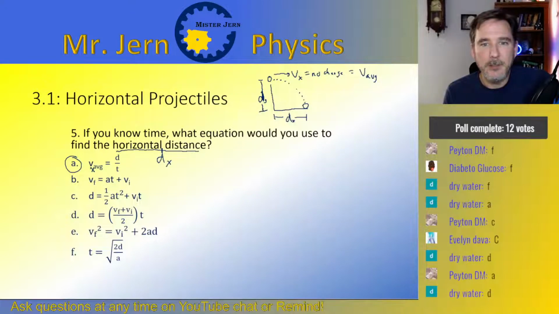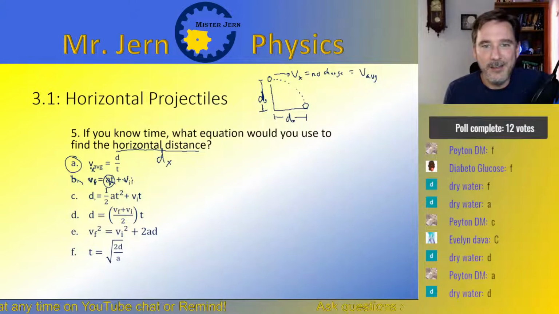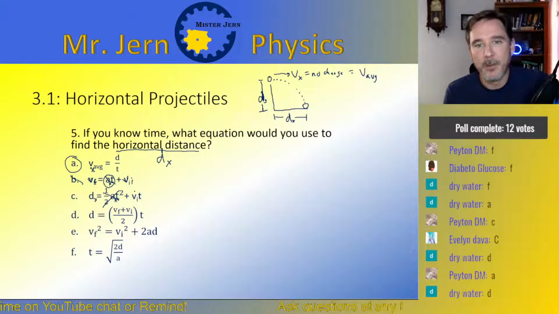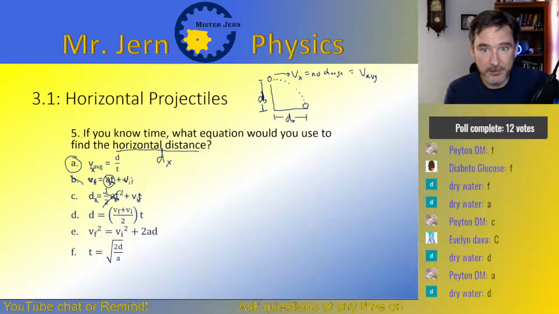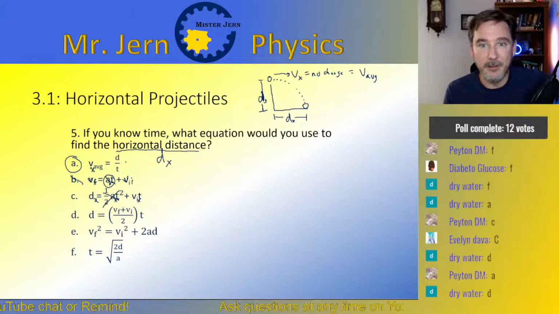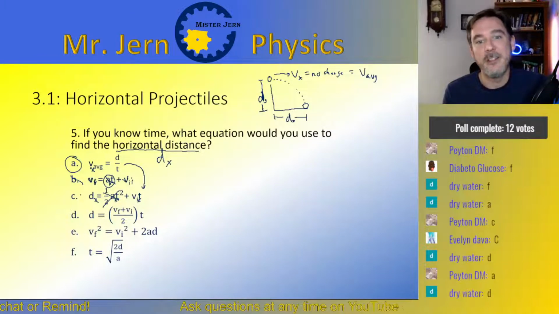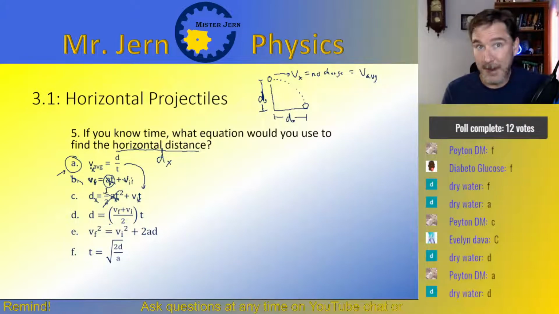We probably couldn't use letter B because here's the deal. Remember, AX is 0, which means that all of this becomes 0, which means that VF is equal to VI, and we already knew that. That's just kind of how it is. Would this work? DX, well, once again, AX is 0, so all that would go away. And honestly, believe it or not, this would work because the VIX times time is literally this equation just rearranged. So honestly, this letter C would work, but mostly you're probably used to using A just rearranged. The math is amazing. Math is great.